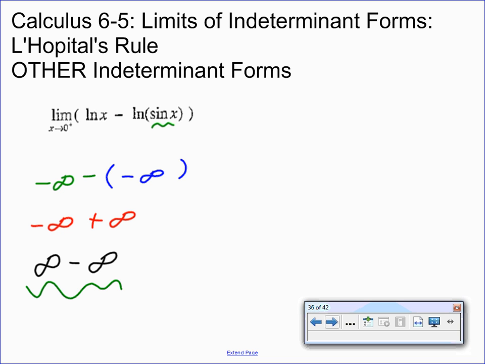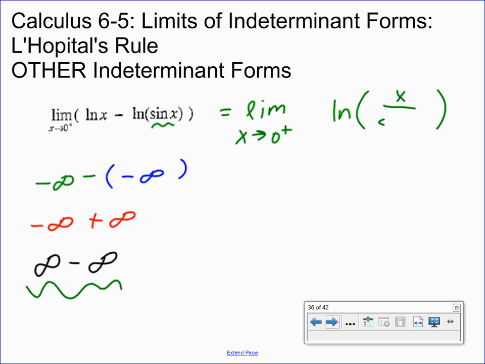Fresh out of ideas. What's that? Could we use log properties? Let's see if we could use log properties to rewrite this. So Riley recognizes that we have a difference of individual logs. Yes, Riley? So let's go ahead and rewrite this as a log of a quotient. We'll rewrite this as the limit as x approaches 0 from the right, and we'll condense that using log properties. We'll rewrite this as the natural log of first term over second input. So I'm getting x over sine of x. Is that what you guys are getting?